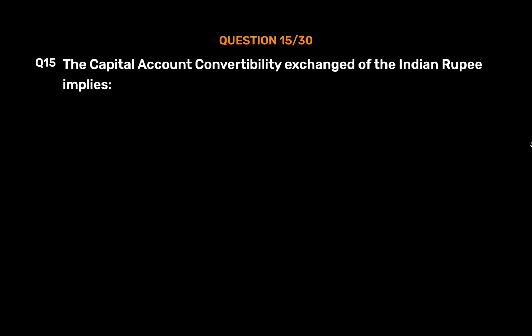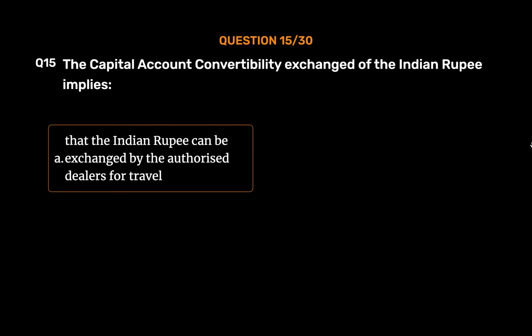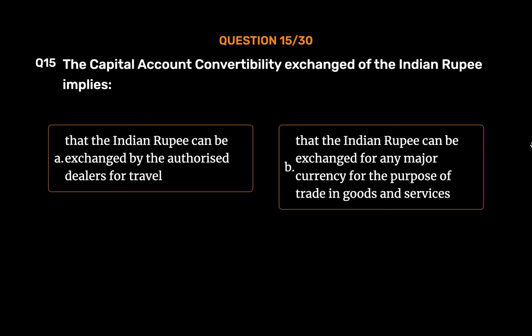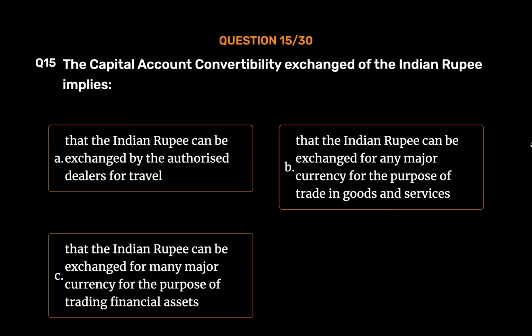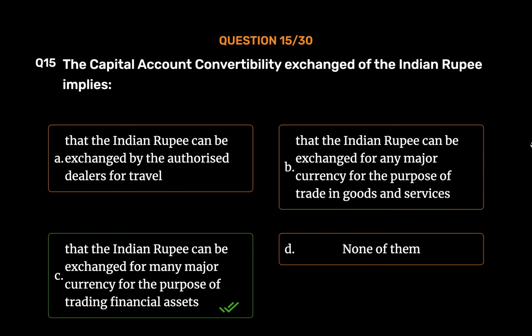Question number 15. The capital account convertibility of the Indian Rupee implies Option A. That the Indian Rupee can be exchanged by the authorized dealers for travel. Option B. That the Indian Rupee can be exchanged for any major currency for the purpose of trade in goods and services. Option C. That the Indian Rupee can be exchanged for any major currency for the purpose of trading financial assets. Option D. None of them. The correct answer is Option C.